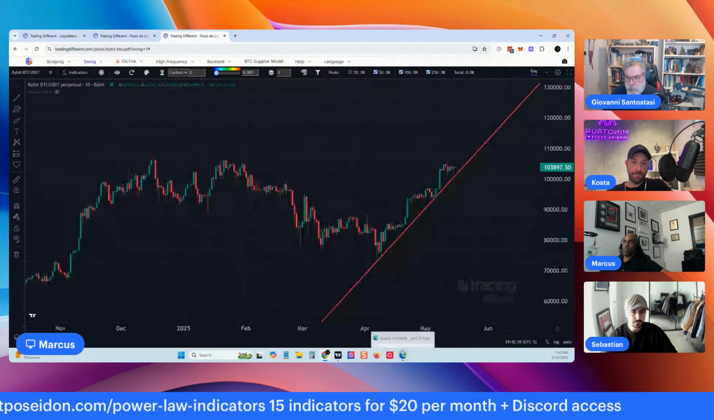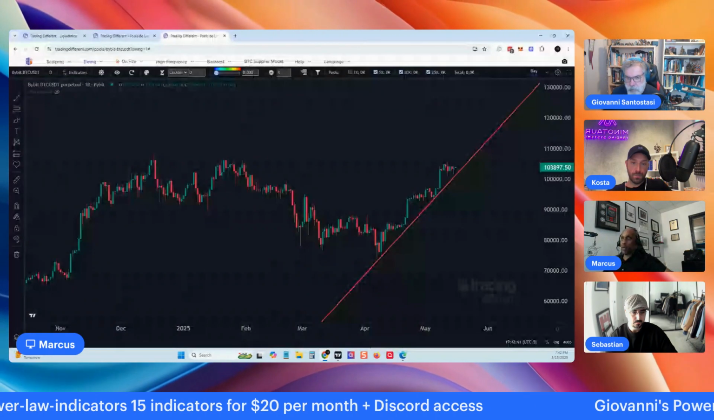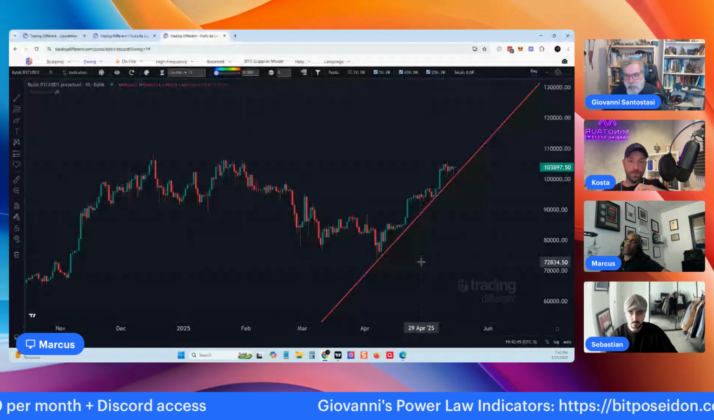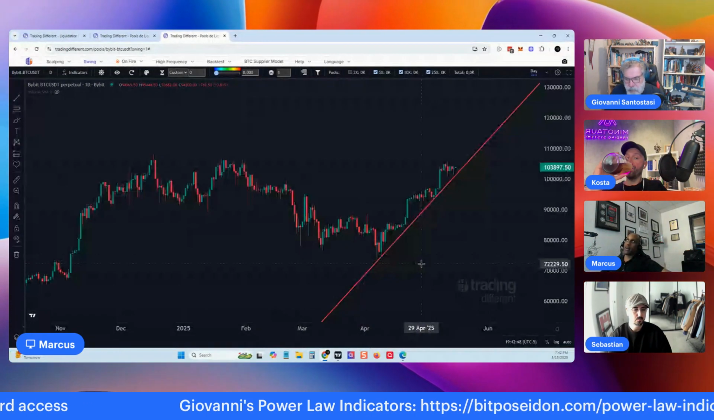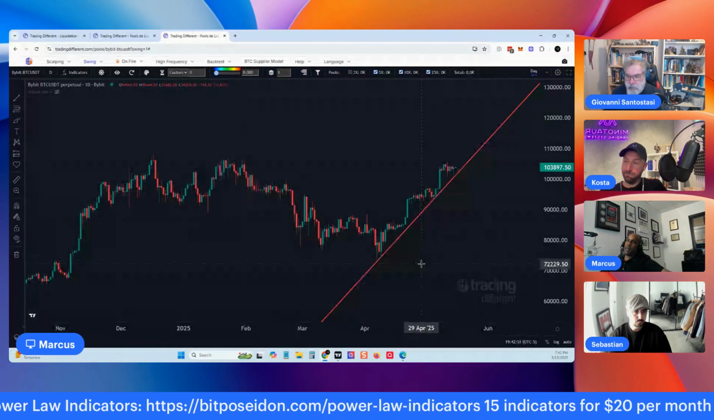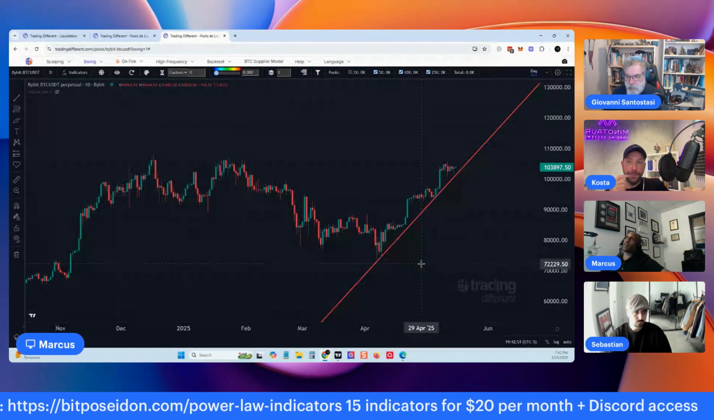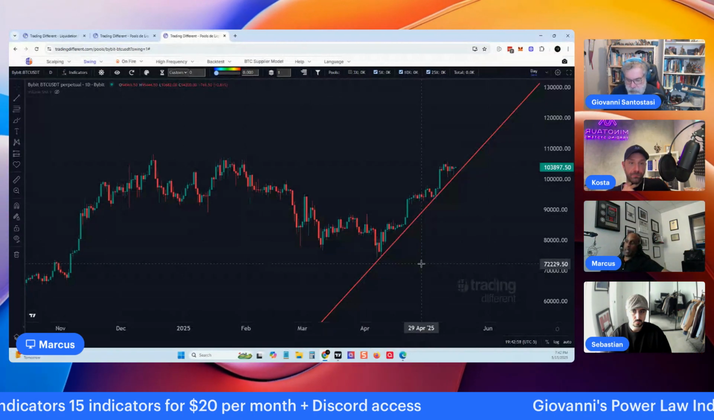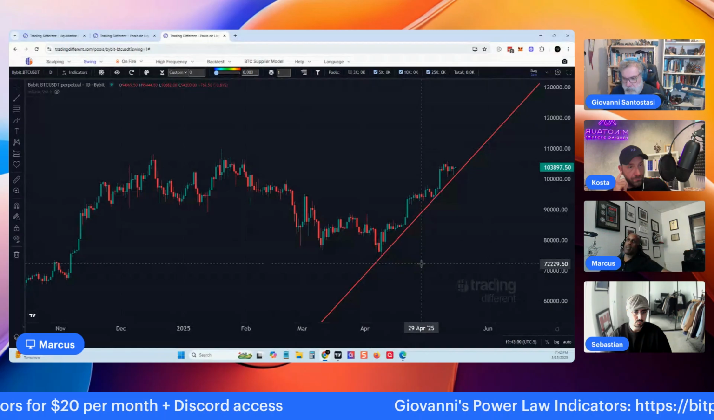Okay. What we're looking at right now is a Bitcoin daily chart, and we are looking at the Bybit perpetual futures. We always like to start with futures because they are a price discovery engine. The price is discovered there.